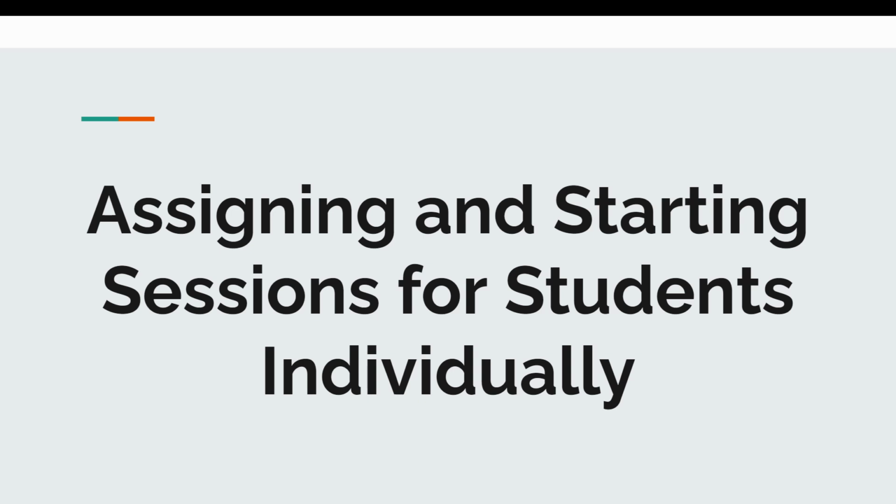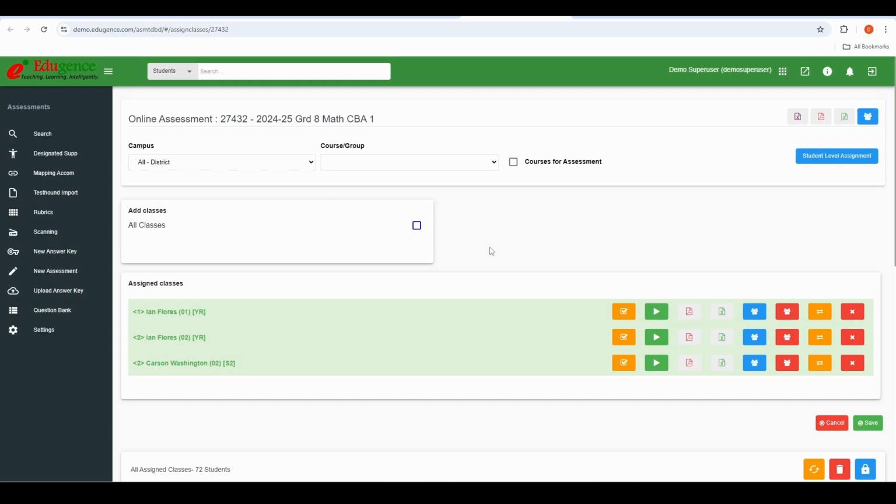Today, we will be exploring how to assign and start sessions for individual students who did not take the assessment at the same time as their class did. We will start on the Assign Students page. In this example, we are setting up a session for a specific class.